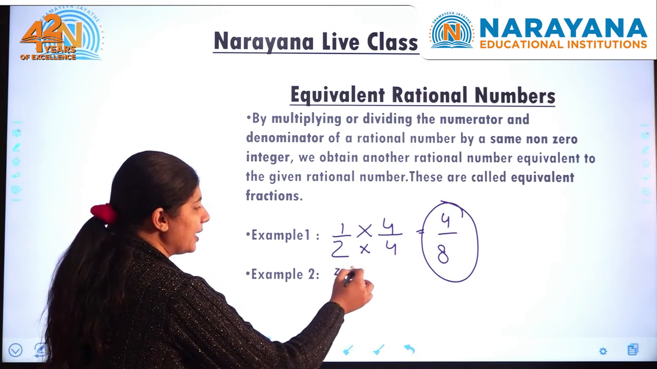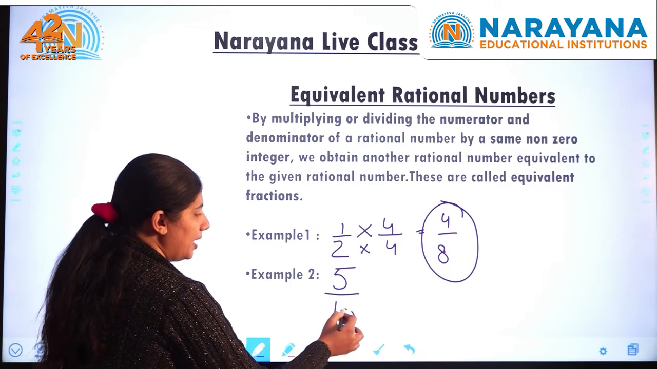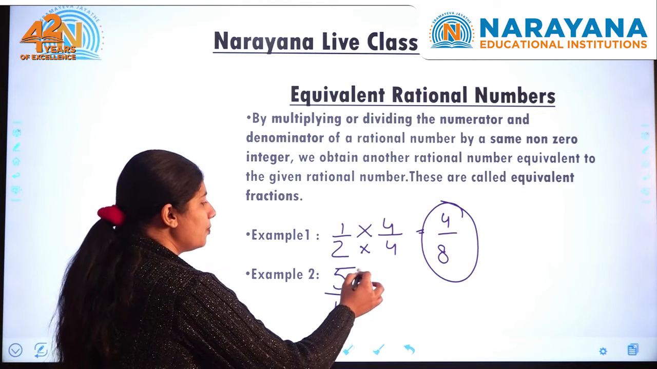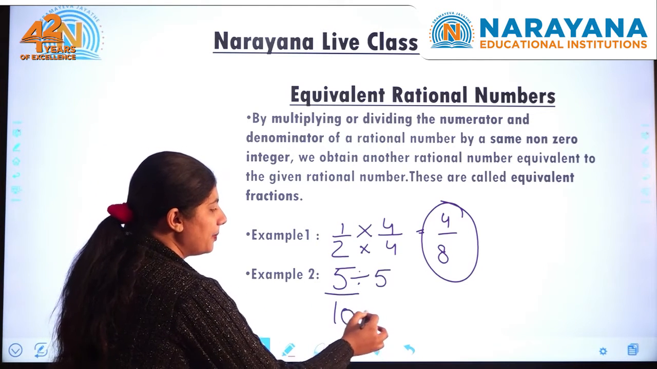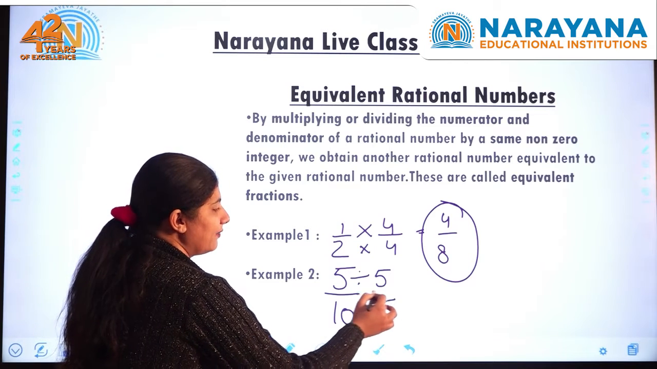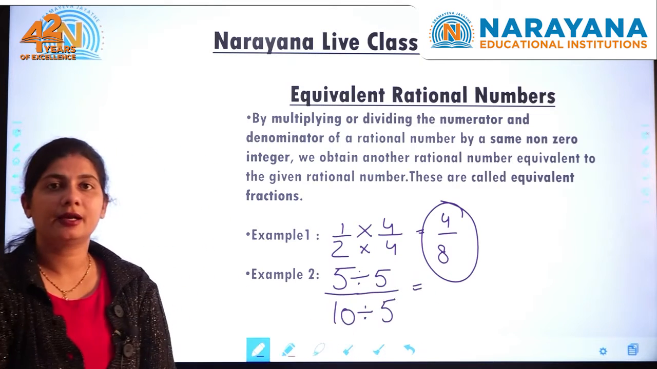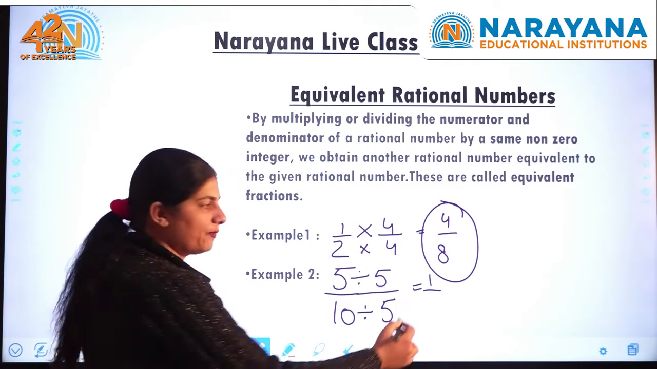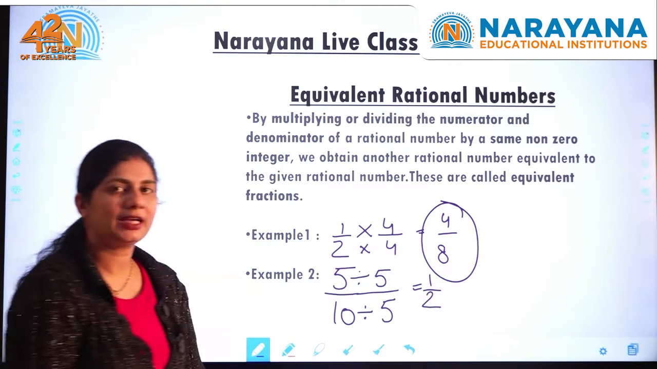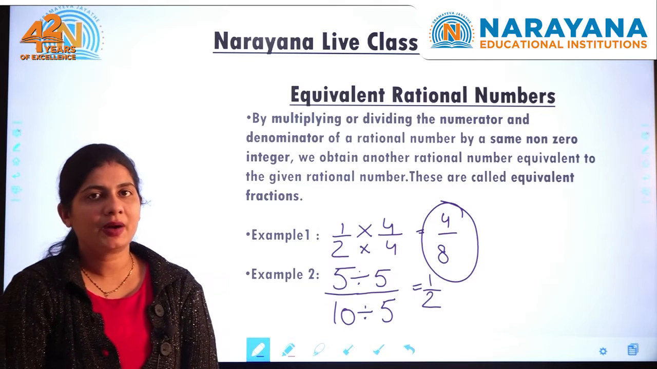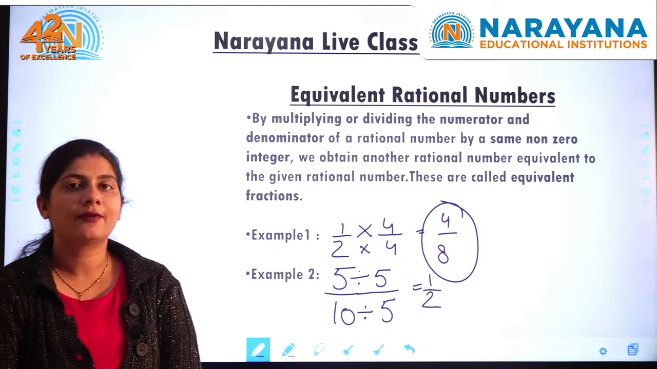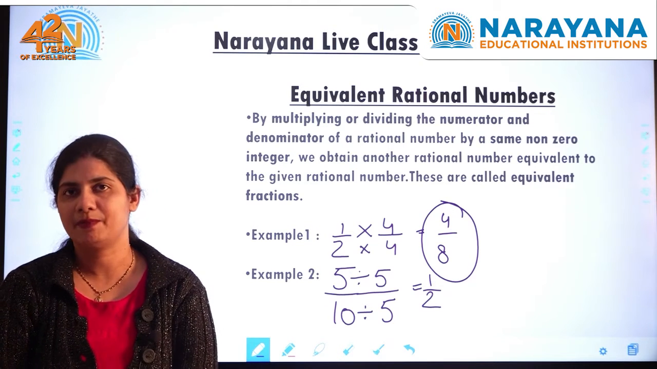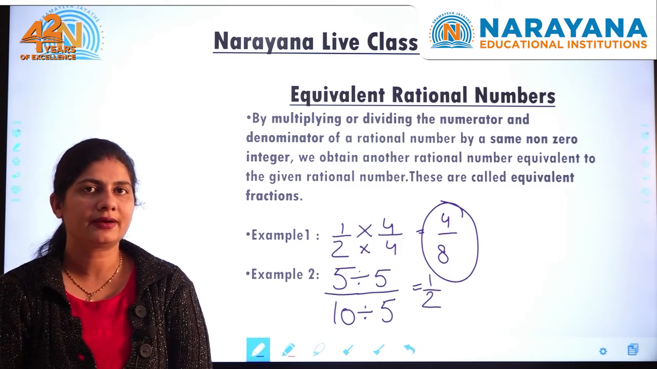If I write 5 by 10, I have written a rational number 5 by 10. If I divide both numerator and denominator by 5, what do I get? 5 divided by 5 is 1, 10 divided by 5 is 2. So I'll get 1 by 2. So 5 by 10 and 1 by 2 are what? Both are equivalent rational numbers.